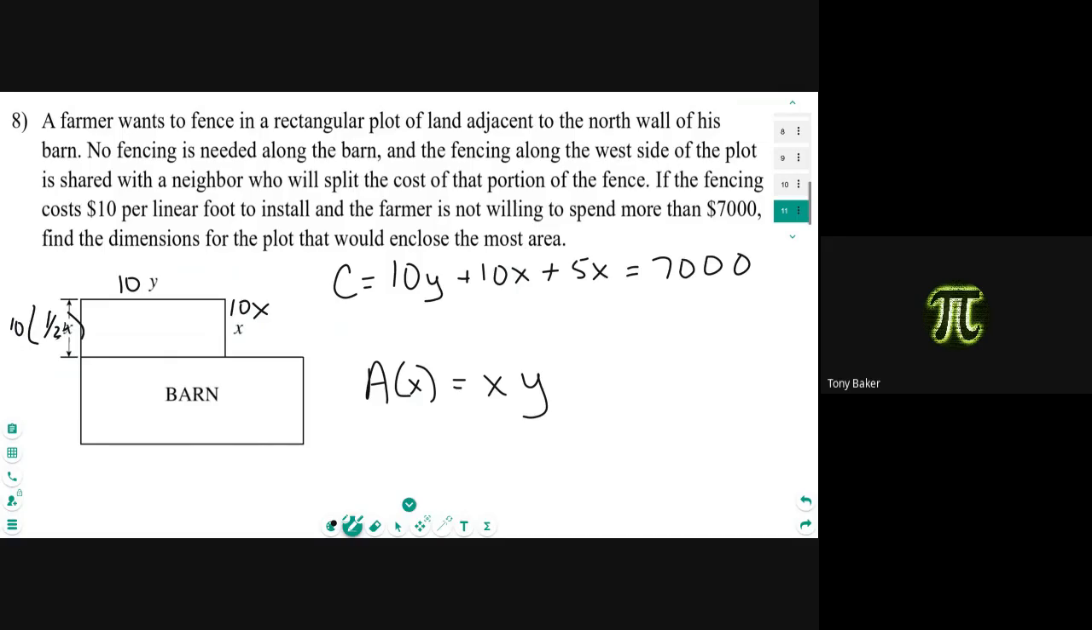Why is that? Because the farmer on that side is willing to split the cost. So he's only paying for half that fence. So my farmer is only paying $5 a linear foot on that side when I'm calculating it out. Honestly, when you're looking at these, those are the little catches, because that's going to change the answer.